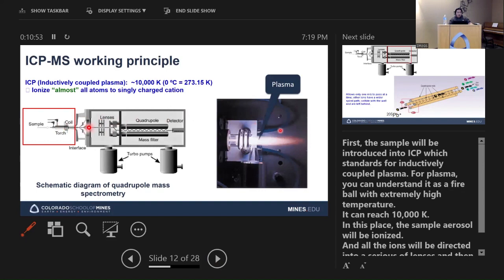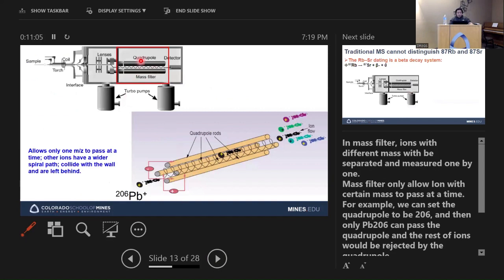Then all the ions will be directed into a series of lenses and then go into the quadrupole. The quadrupole is a mass filter. In the quadrupole, ions with different mass will be separated and measured one by one. For example, if there are tons of ions flowing into the quadrupole and we set the quadrupole to mass 206, only the ions with mass 206 will pass through the quadrupole and be measured by the detector. So this is how it works.